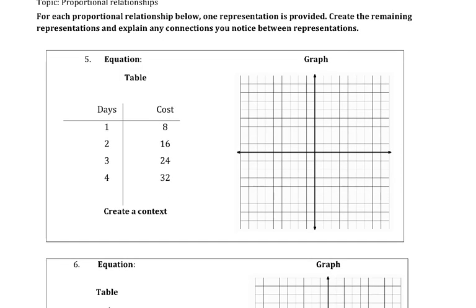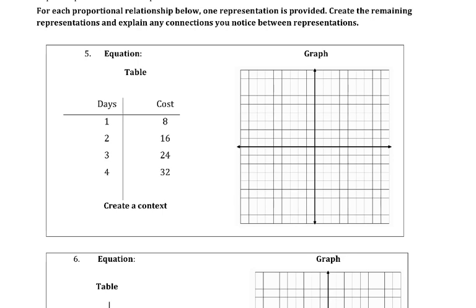All right, so now let's talk about, for each relationship below, one representation is provided. Create the remaining representations and explain any connections you notice between representations. So we've got a table. Day 1, cost was 8. Day 2, 16. So create a context. Maybe Bill rents, what is he going to rent? Drawing a blank here, we'll say a car for $8 per day.